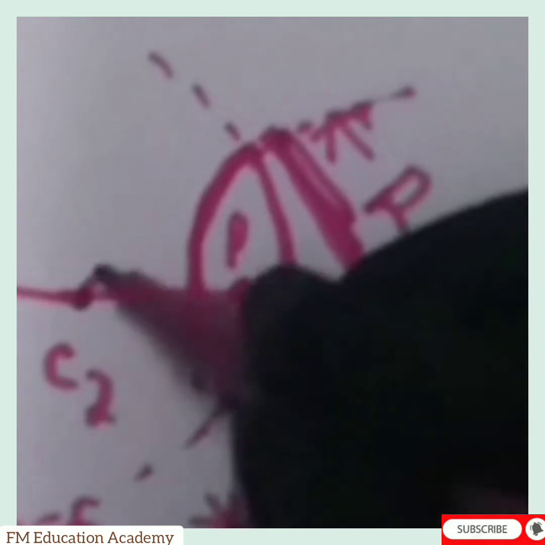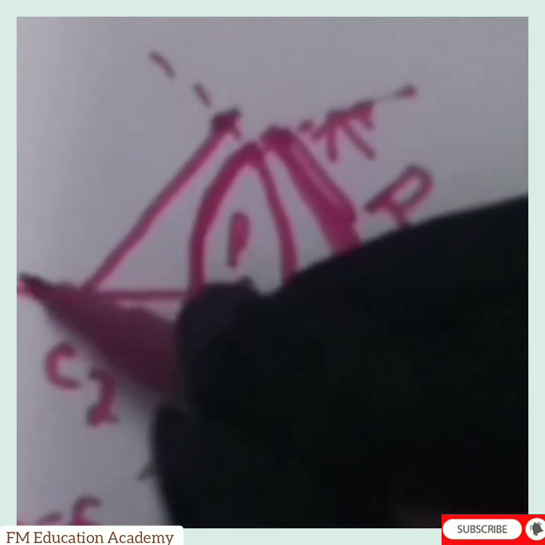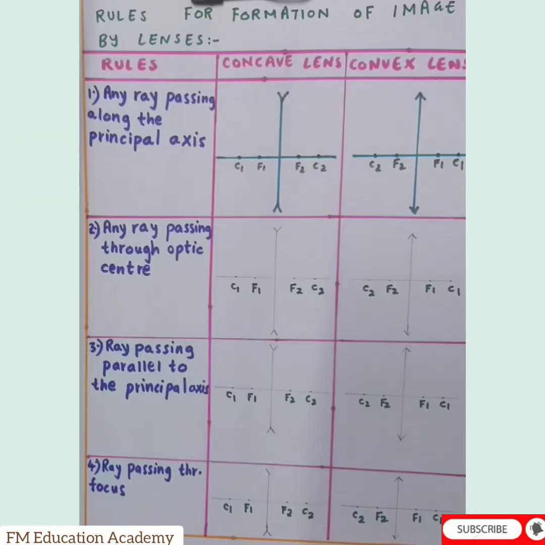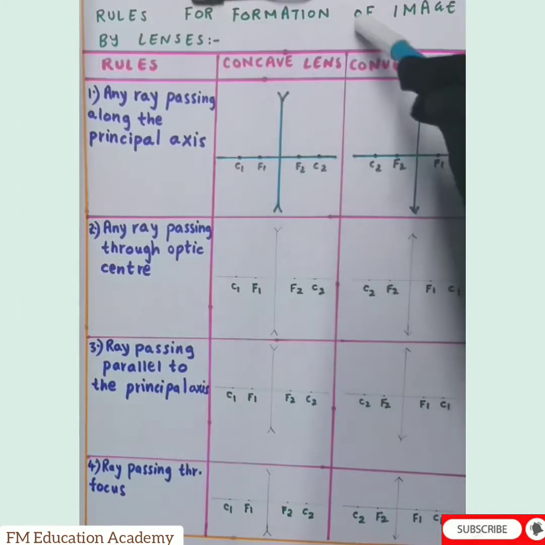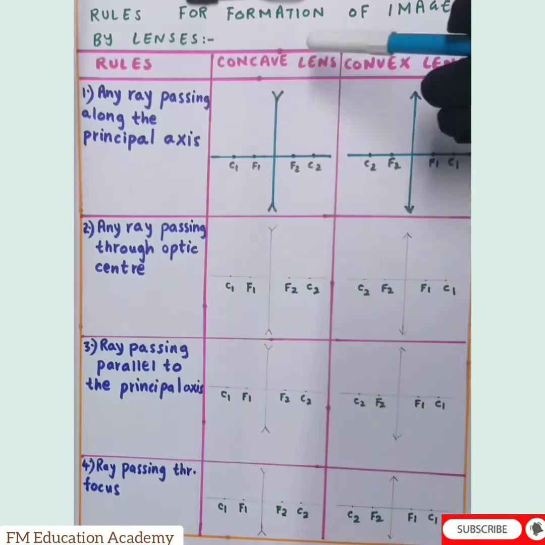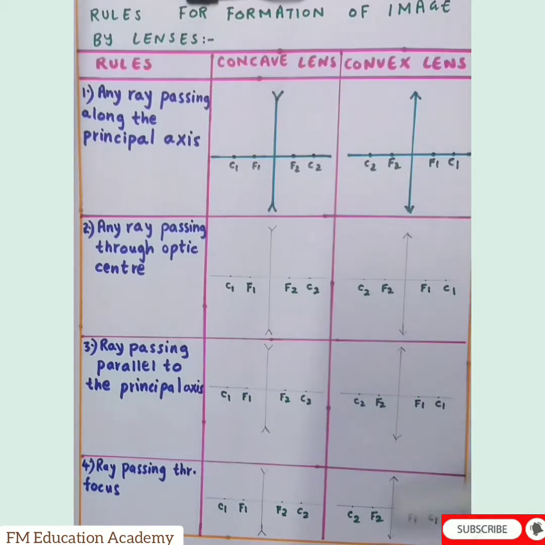Similarly, from the center of curvature to the point on the lens, I am drawing a normal, so that will be called the radius of curvature R2. So let us see what the rules are for the formation of images by lenses. In the first column I have the rules, in the second column the concave lens, and in the third column the convex lens.